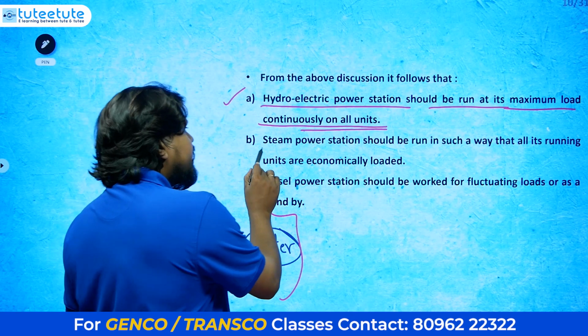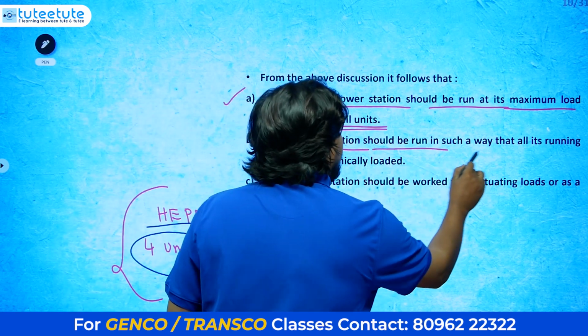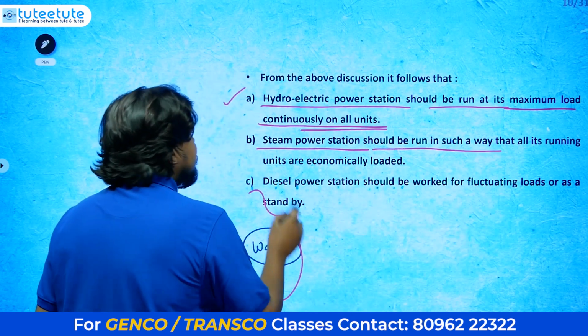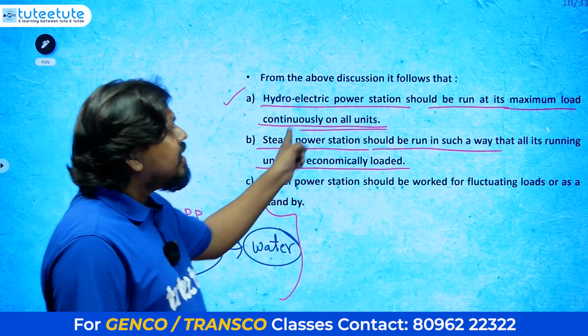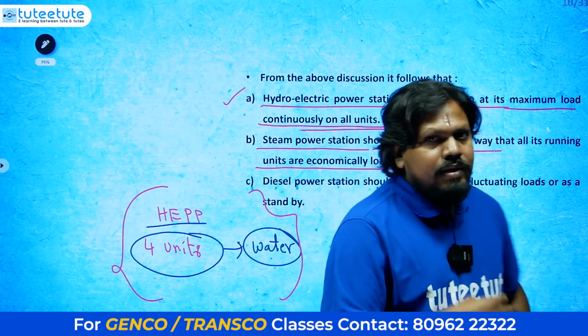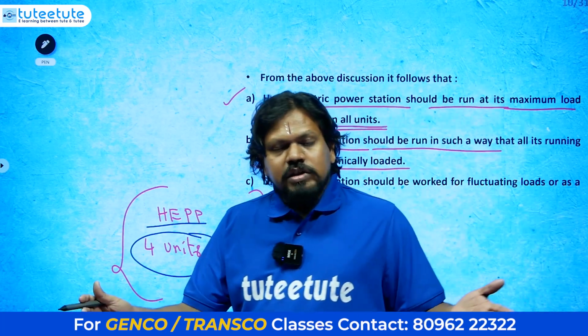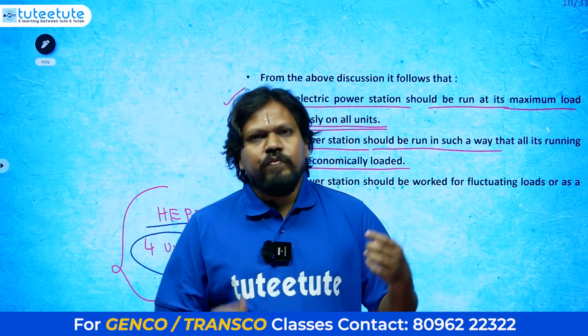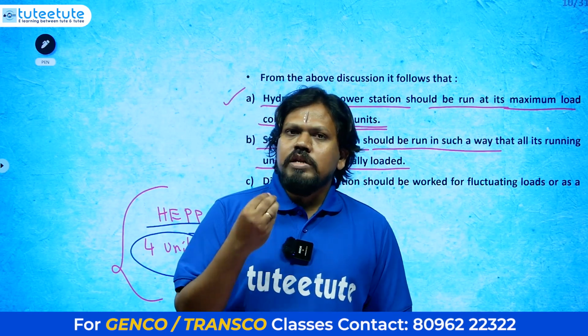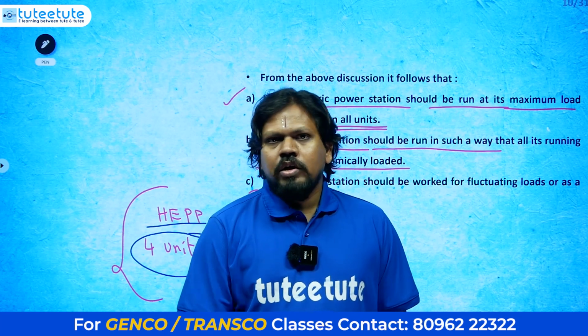The next thing is that a steam power station should be run in such a way that all its running units are economically loaded. All its running units means, are they telling us to operate all the units? No, the number of units is according to the requirement. For example, four units are there; how many are required for us? According to that only, we will turn them on.